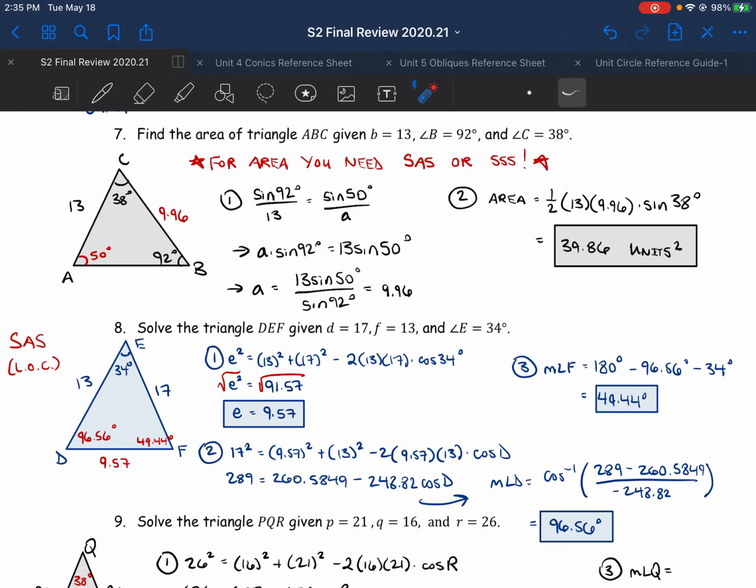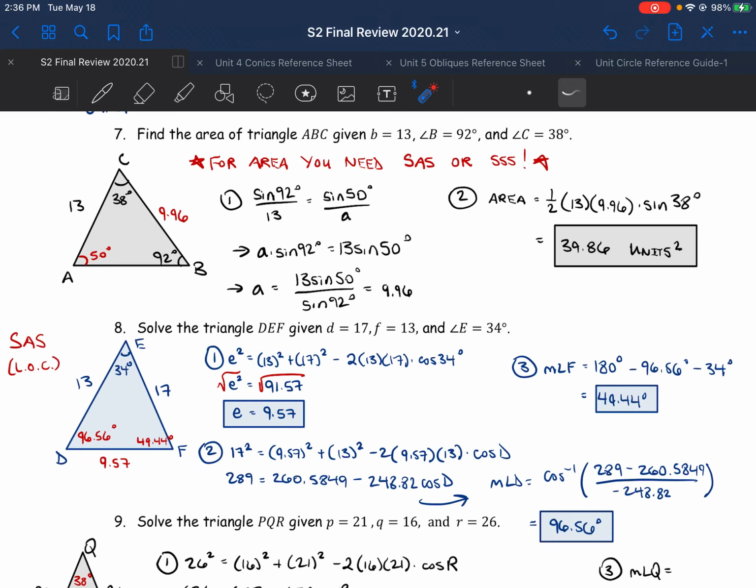We have to use law of cosines to find the first side. So that's what we do here. Set up law of cosines just like I did in problem number 6. So e squared equals 13 squared plus 17 squared minus 2 times 13 times 17 times the cosine of 34. Take the square root of both sides. We get that the side across from angle 34, side E, is 9.57.